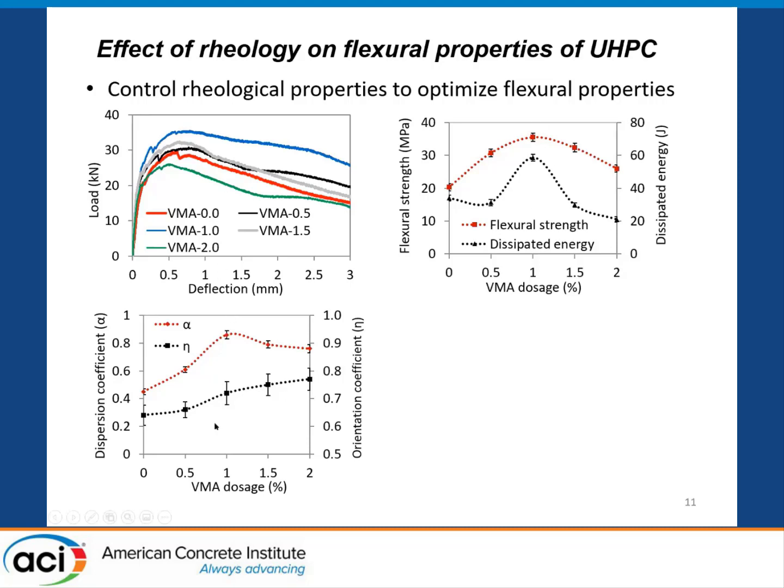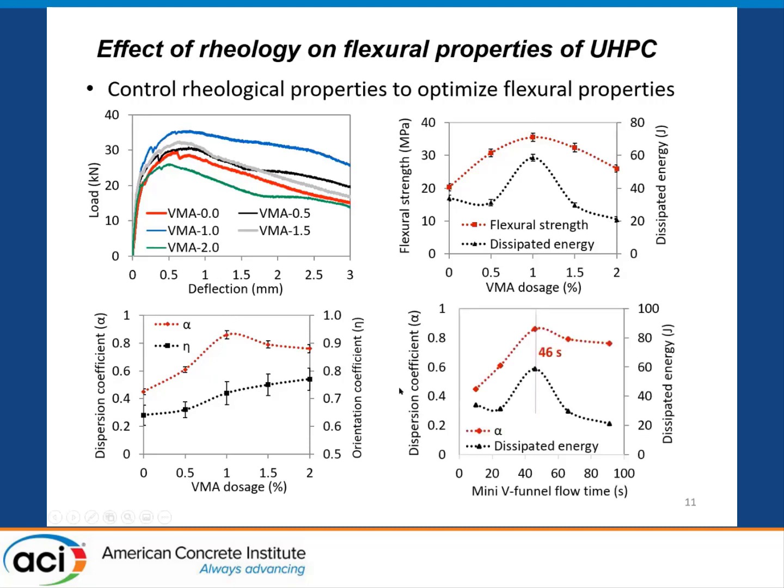And these results tell us that if we can use some admixtures, for example the VMA, to adjust the suspending mortar of UHPC to a flow time of around 46 seconds, and then we add fibers, we can obtain the UHPC beams with the highest flexural properties.